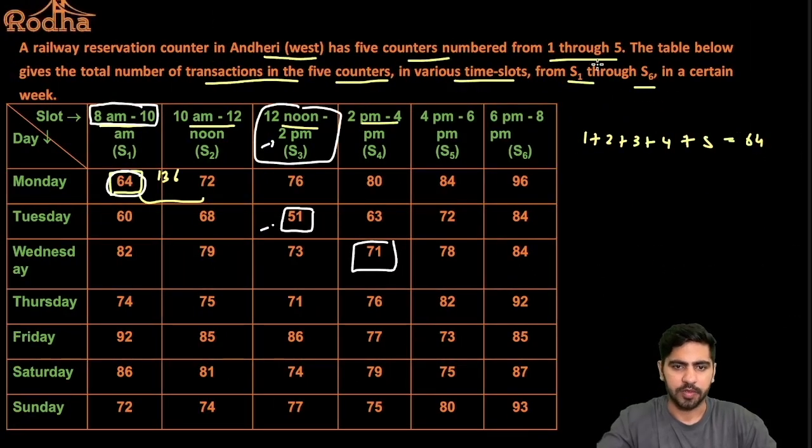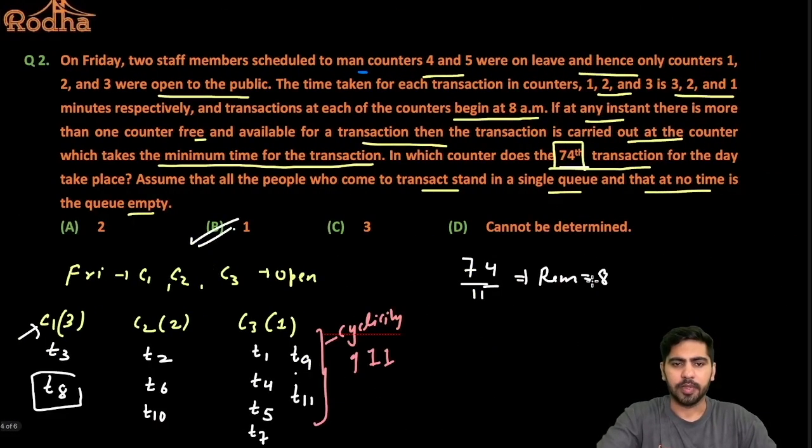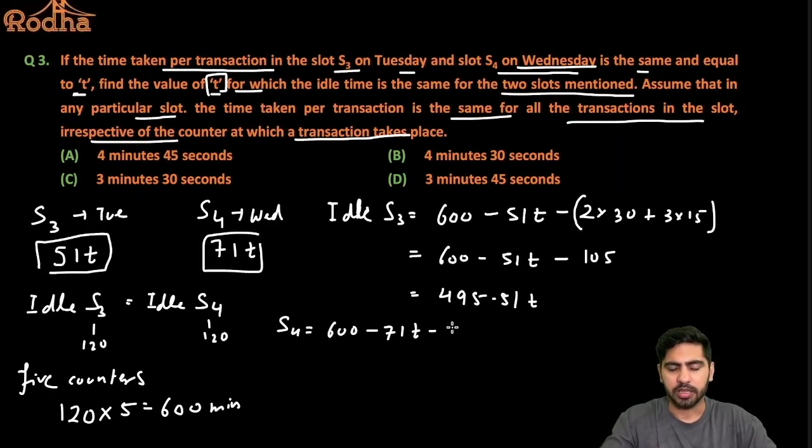Let's see Wednesday first. So the time is 2 to 4 p.m., and this is slot 4. So can I say only for 15 minutes these two counters are empty, because counters number 2 and 4 are closed from 1:45 to 2:15? So 2 and 4 have been closed for only 15 minutes, exactly two counters for exactly 15 minutes. So I can say 570 minus 71t, and this is the idle time for slot 4.